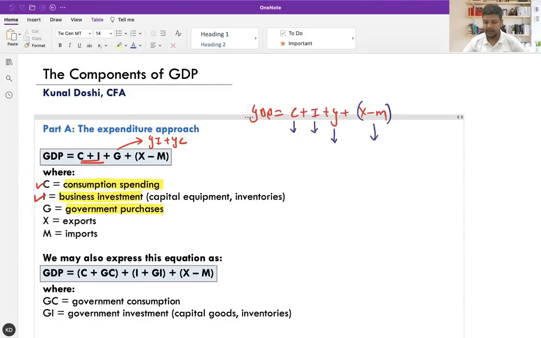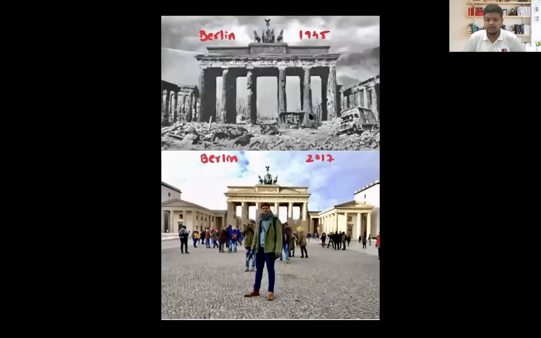So this is when I went on my trip to Germany in 2017. This is the Brandenburg Gate, the entrance gate of Berlin, Germany. The top picture that you see is the devastation that happened in 1945 during World War II. Germany was almost finished. And today you see Germany is the strongest economy in Europe, right?